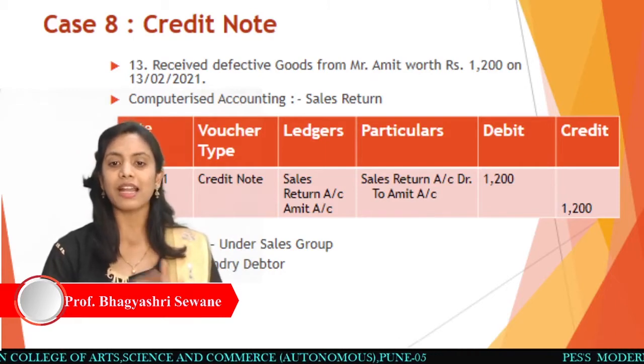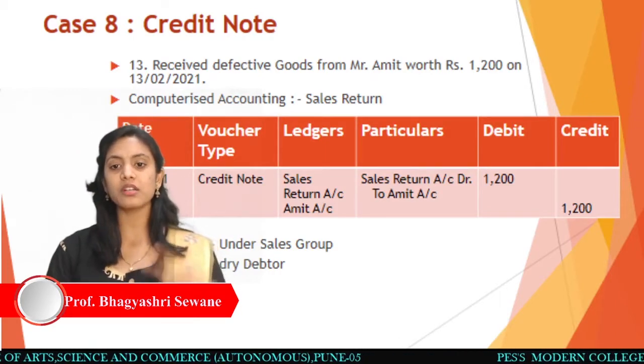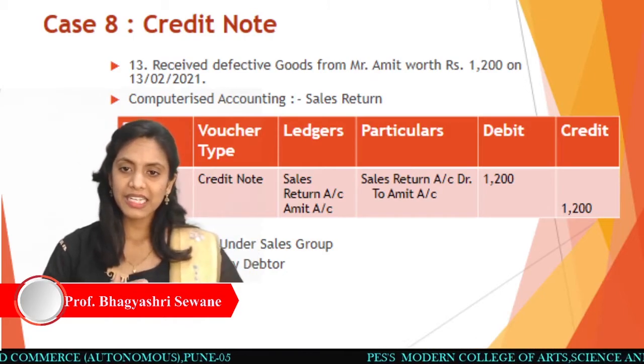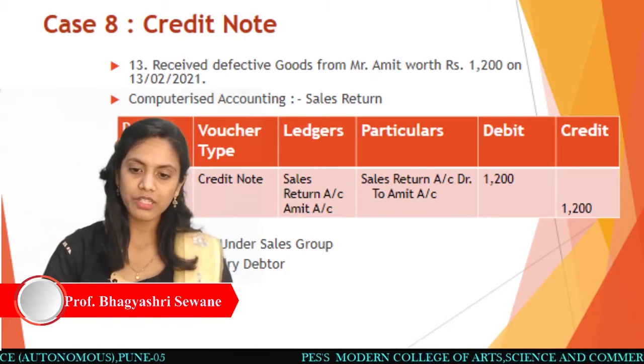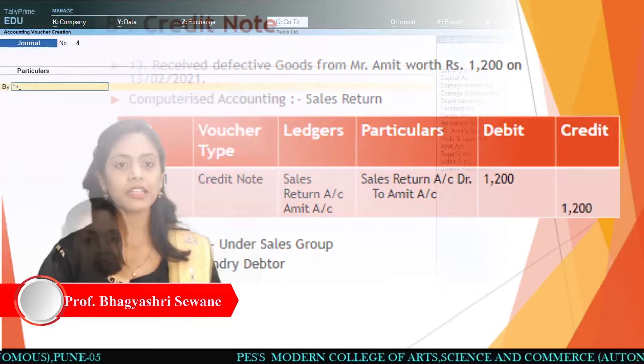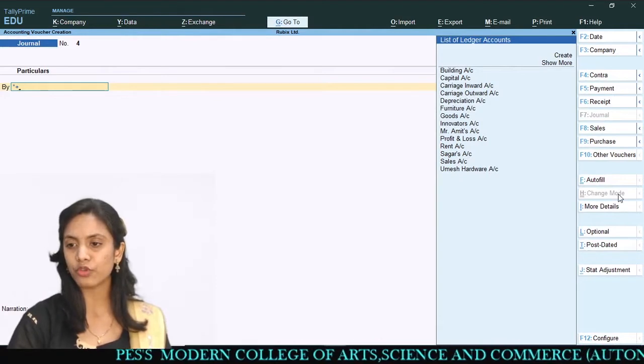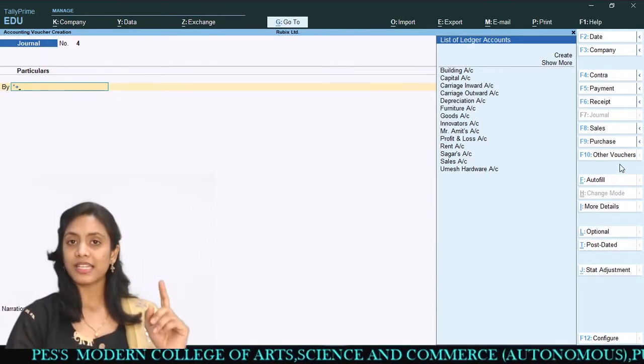I will do that, and for that purpose I want two ledgers over here: sales return account and Amit account. Okay, so we will create this entry in Tally. We will go to Tally now, and credit note first of all. I have to choose that for a sales return.